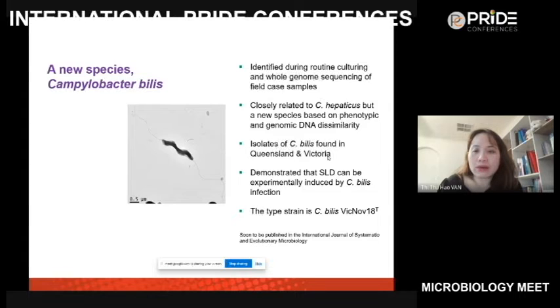But based on phenotype, we did a lot of biochemical tests, and also compared the genomic DNA, the genome, and we found that it is a new species, which we only detect in 2 states. Normally it's hepaticus if we detect that the chicken has SLD disease. Then we put it in the bird and found the disease, which confirmed that it is a cause of the disease. And then we already submitted the type strain to ATCC and NCPC.